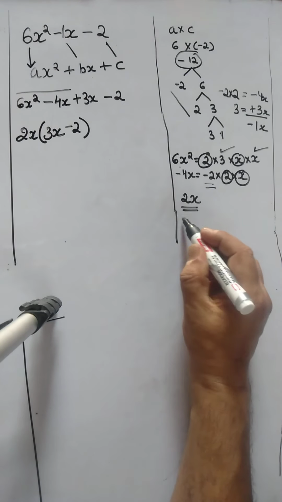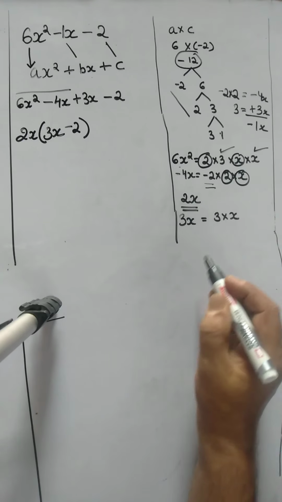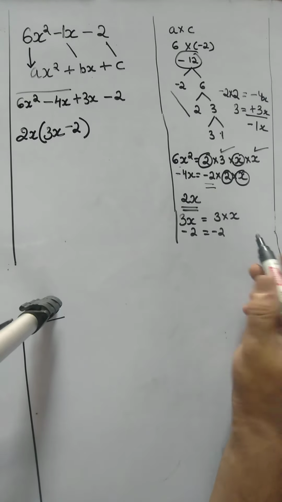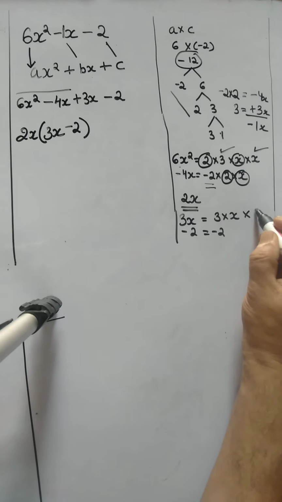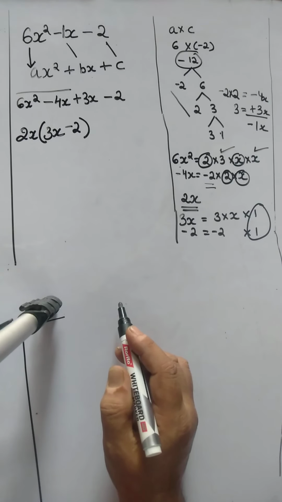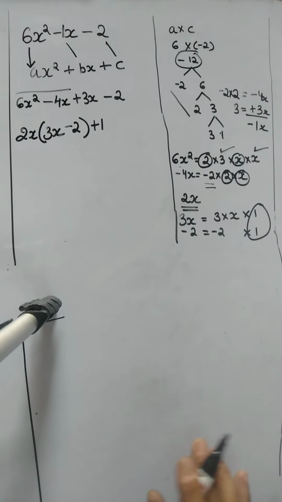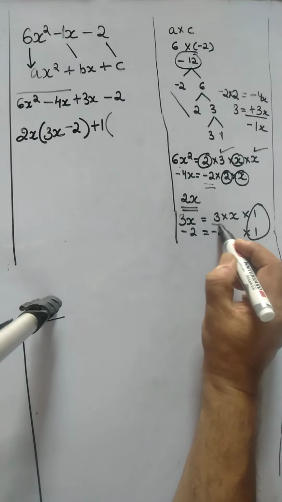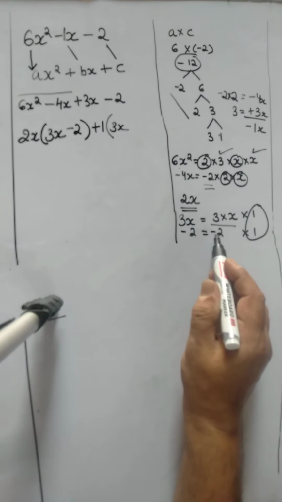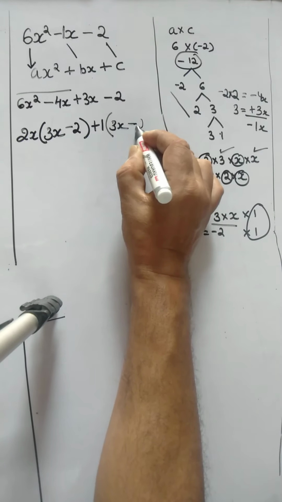Now you have 3x. 3x is equal to 3 into x. And you have minus 2, which is equal to minus 2. And you see no common factors, so you put here into 1 and you put here into 1. So this is your common factor. All right? So now you would need to put that as plus 1. And then the remaining of 3x is 3x. And there is a minus 2 here, but first confirm with the sign. Plus into minus is minus, so that's why you can put the minus 2 there.